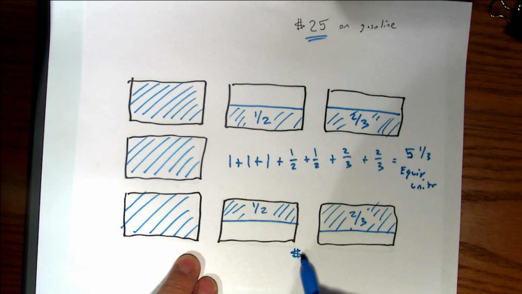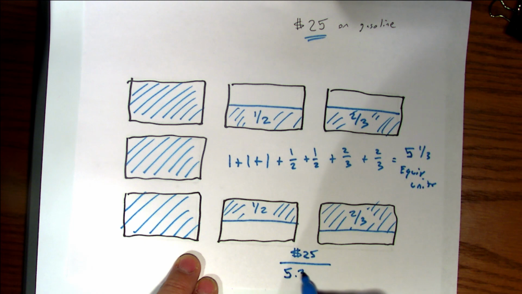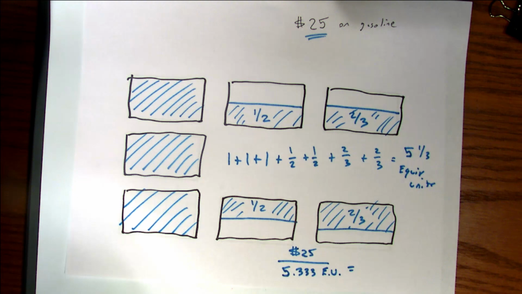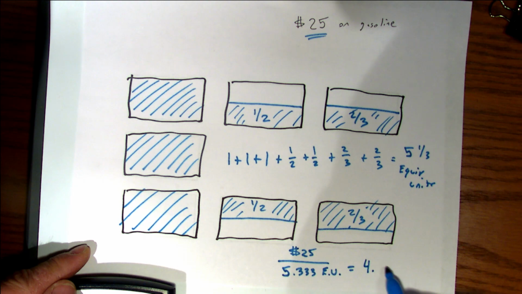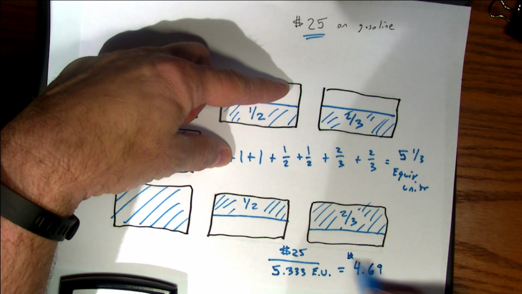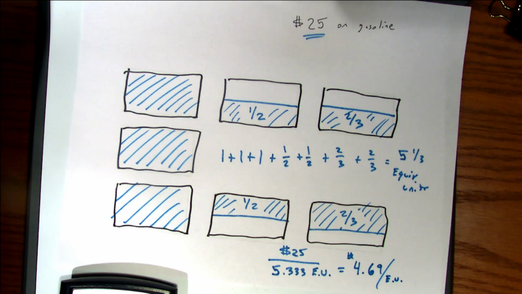So now what we can do is we can take that $25 divided by 5.333 equivalent units, and what we will get is $4.69 per equivalent unit. Does that make sense? And that would be helpful to know how much gas he spends on a lawn, but you had to figure out the equivalent units. Does that make sense, guys? Okay, cool. Back to the slides.